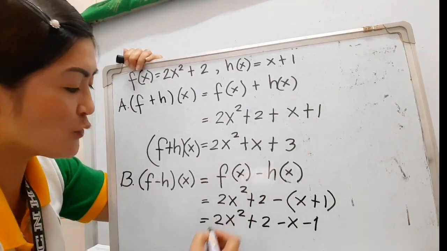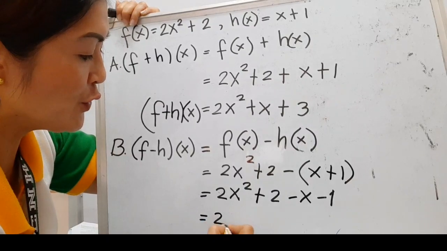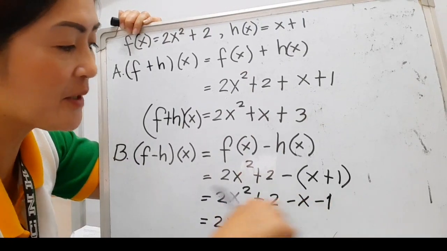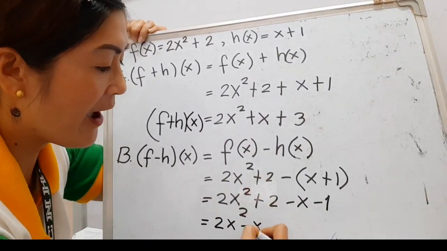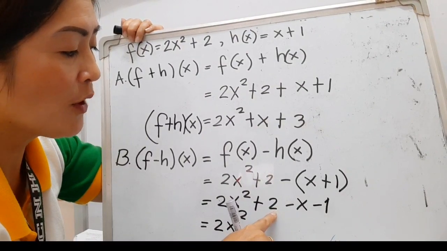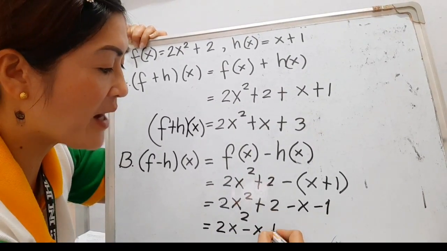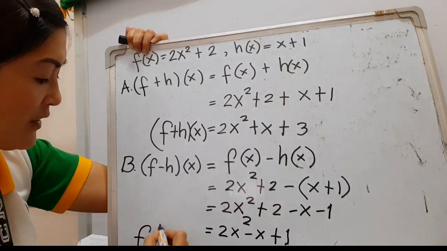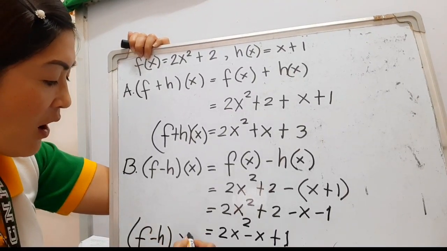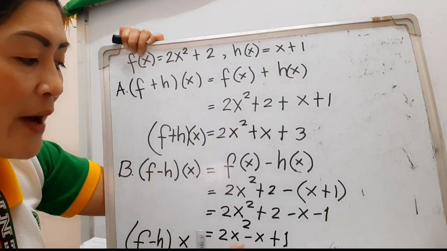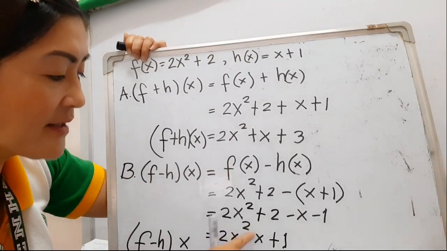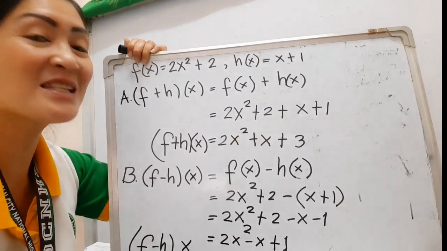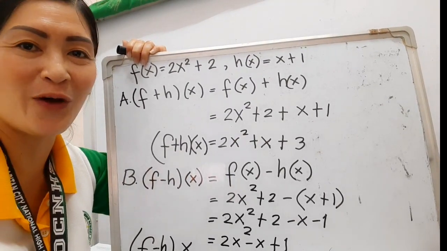Simplifying further, that will give us 2x squared, copy negative x since there are no other terms that are alike, so negative x. Combine 2 and negative 1, which will give us positive 1. Okay, so f minus h of x, the result is 2x squared minus x plus 1. Do you follow? Okay, let's proceed on product of two functions.